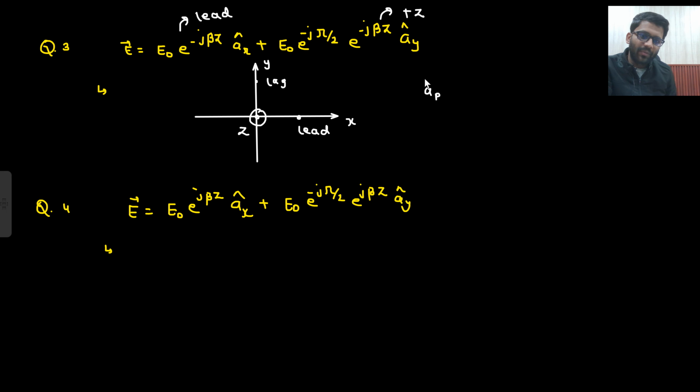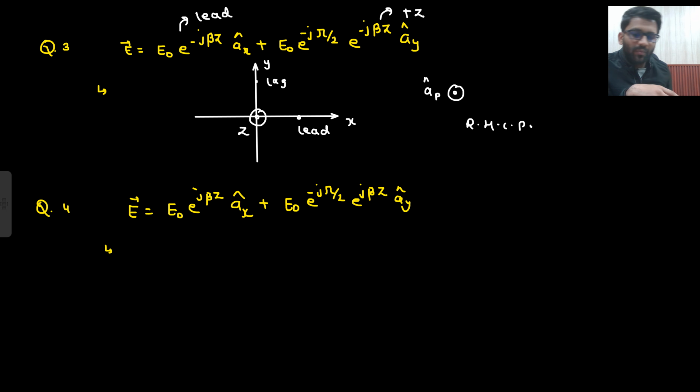And what is your direction of propagation? Direction of propagation is also coming outward. So we need to move our hand from lead to lag such that my thumb is pointing towards the direction of propagation. From lead to lag, the thumb is showing the direction of propagation. That means right hand circularly polarized.